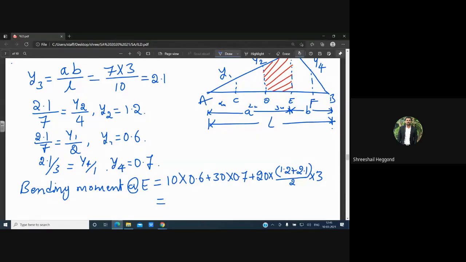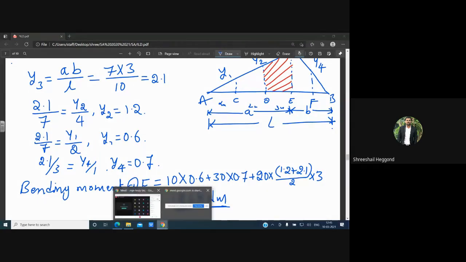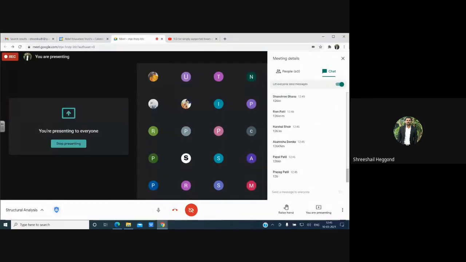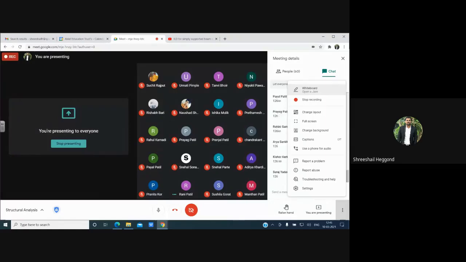Okay, everybody is getting the same answer. Post your answer in the chat box. Bending moment at E point is 126 kilonewton meter.